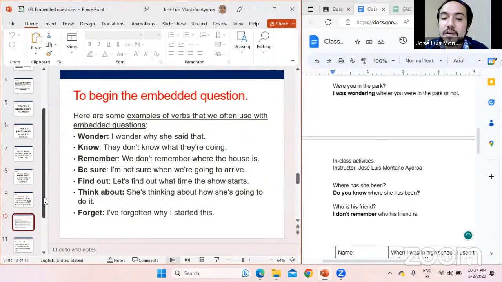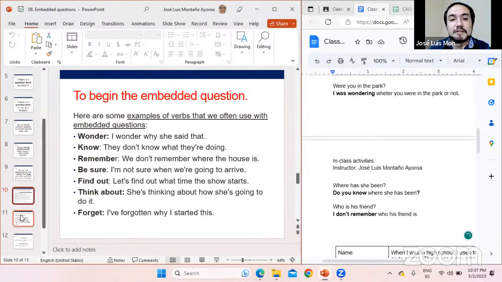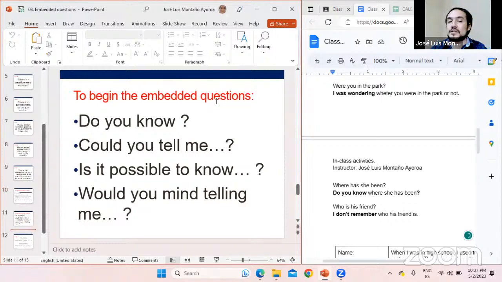Find out. Let's find out what time the show starts. She's thinking about how she's going to do it. Forget. I've forgotten why I started this. All right, so those are options to start with the statements. All of those are statements, and you use your question in that statement for following the rules. Then you have questions. Do you know? Could you tell me? Is it possible to know? Would you mind telling me?